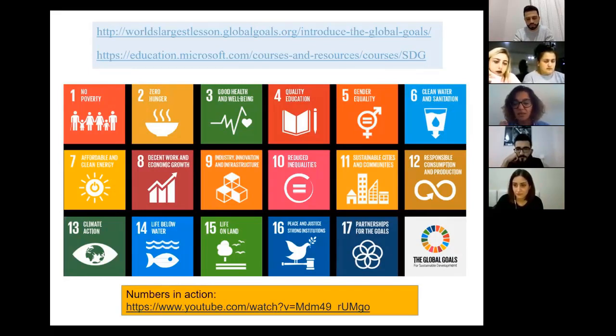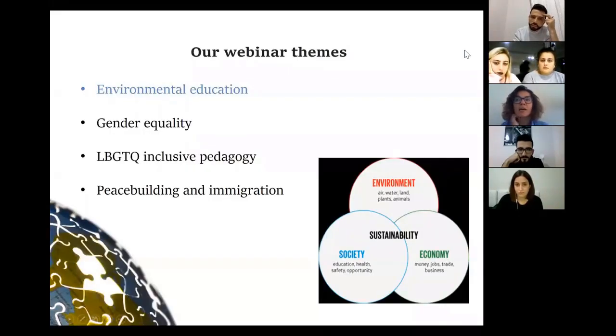there are 195 countries in the world. The two countries that are not member states of the UN are the Holy See, Vatican, and the State of Palestine. So these are the two countries not in the global goals.